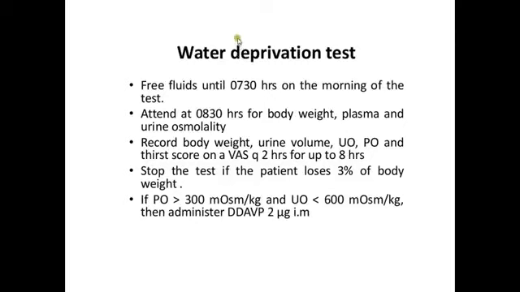So what you will do in this is you will allow the patient to have free fluids, to eat and drink normally till 7:30 a.m. in the morning of the test. He comes at 8:30. At 8:30 you will start the test and you will do body weight, plasma, and urine osmolality. So you'll send plasma for the osmolality, you will send the urine osmolality, and you do a body weight. So you make a chart and you will mark them. Okay? Here then what you will do is you will tell them not to take fluid from now on.